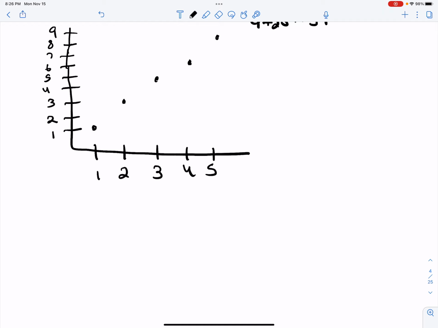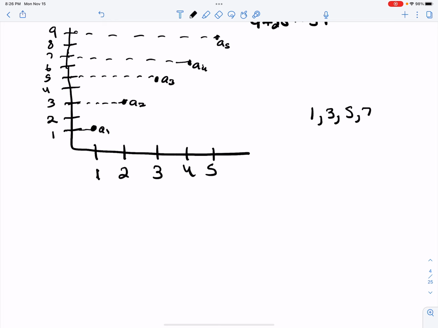So this first dot gives us a sub 1, the second dot gives us a sub 2, third dot gives us a sub 3, a sub 4, a sub 5. So those subscripts are the domain, the 1, 2, 3, 4, 5. The actual terms have to do with this range. So I'm going to draw little dotted lines to show you what they should match up with, because my drawing's so terrible. So you end up with your sequence being 1, 3, 5, 7, 9. So there's your sequence.